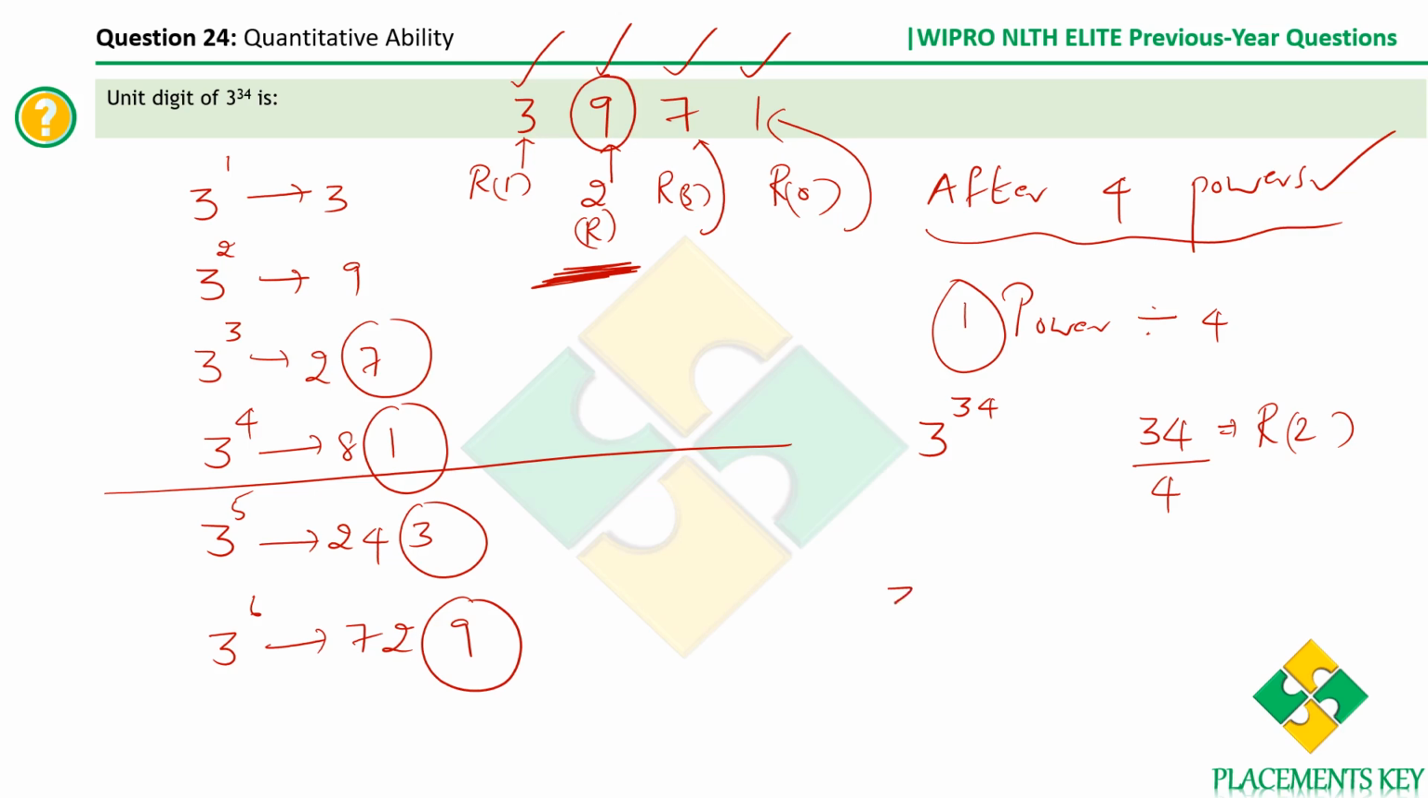Let's also take one more example. Let's say it is 3 power 40. So what is the unit digit? The first step is divide 40 by 4. What is the remainder? It is 0. When it is 0 remainder, the unit digit has to be 1. That is how we compute the unit digits of 3 power anything.